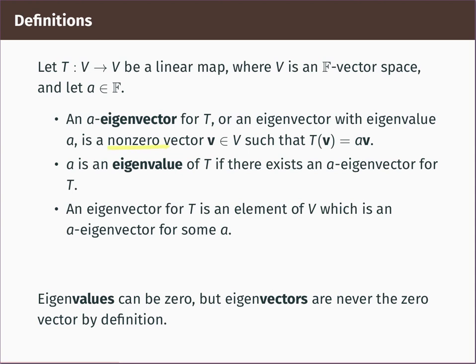property that T of v is just A times v again. Next, A is an eigenvalue of T if there exists an A eigenvector for T, or an eigenvector with eigenvalue A for T. Finally, an eigenvector for T just refers to an element of V which is an eigenvector, an A eigenvector for some value of A. So it's important to note what's happening in this definition. Eigenvalues can be zero, but eigenvectors are never the zero vector by definition.